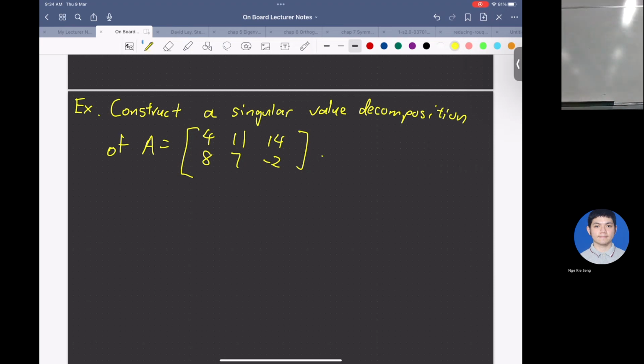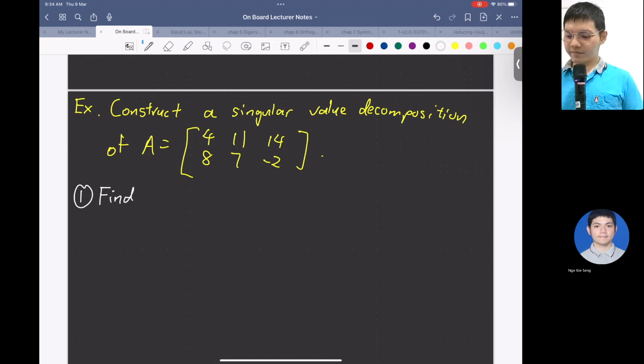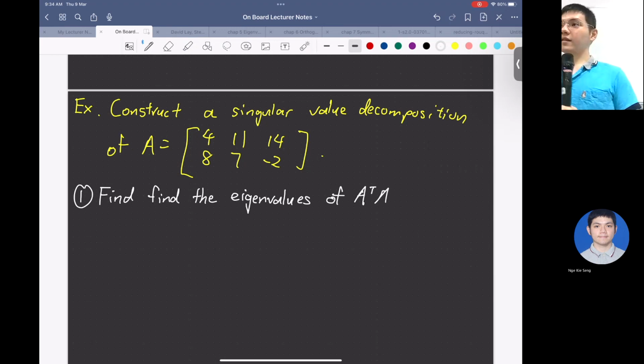Which one do you do first? You need V_i, which is an eigenvector, and you also need the singular values, which come from the eigenvalues of A transpose A. So which one to do first? Any idea? Okay, first step, we can find the eigenvalues of A transpose A first. So let's find the eigenvalues of A transpose A.